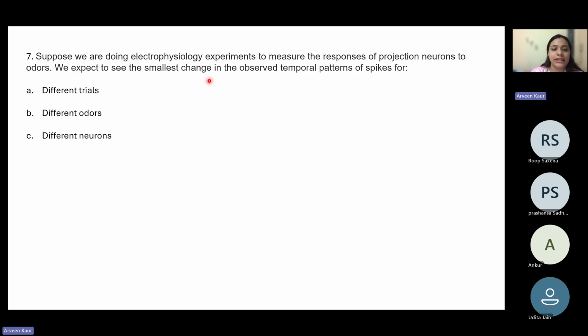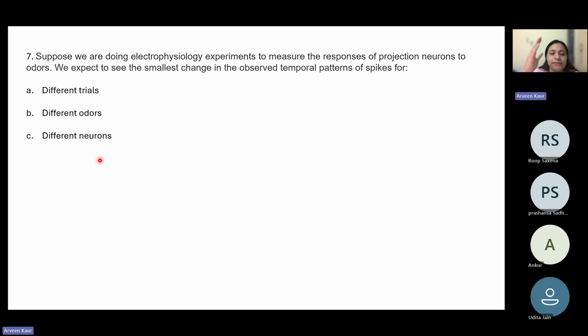So suppose we are doing an electrophysiology experiment to measure the responses of projection neurons to odors. We expect to see the smallest change in the observed temporal spikes for which of these? For different trials, for different odors, or for different neurons? This is a very scientific kind of question, right? So what they are saying is electrophysiological experiment, meaning they are inserting an electrode to some projection neuron, and they are giving some odor and they are testing what is the response of this particular neuron to this odor.